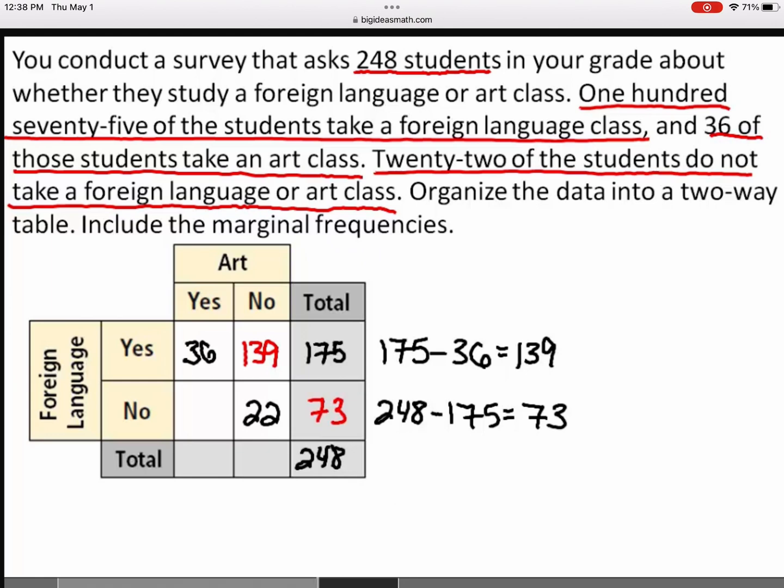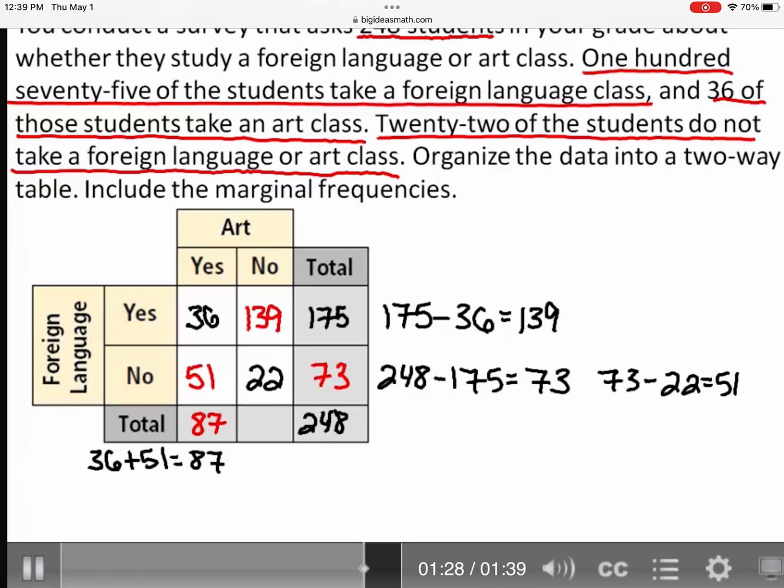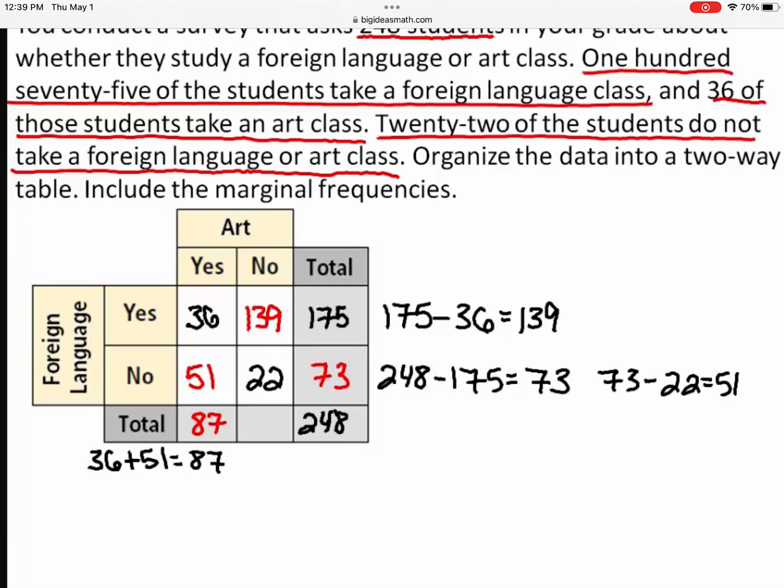Also, because 73 minus 22 equals 51, there are 51 students that take an art class and do not take a foreign language class. Because 36 plus 51 equals 87, there are a total of 87 students that take an art class. And because 139 plus 22 equals 161, there are a total of 161 students that do not take an art class.